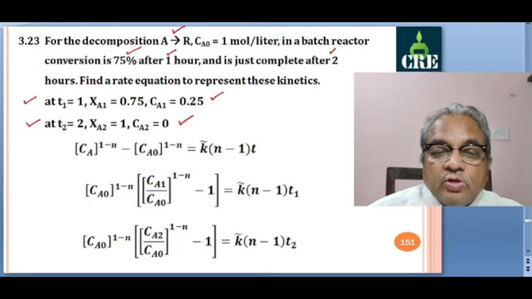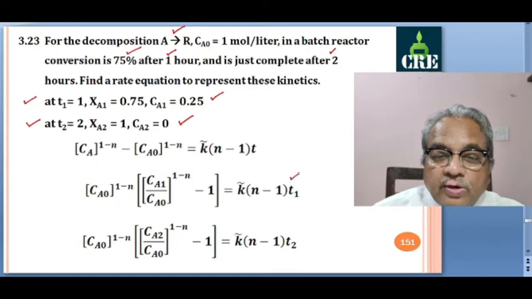We use now nth order kinetics integrated form of rate law, which we have derived. So what is the final form? Ca raised to 1 minus n minus Ca0 raised to 1 minus n is equal to this rate constant k bar into bracket n minus 1 into t. So I write two equations for these two cases, 2 points, that means T1 and T2. So for T1 I write Ca is equal to Ca1, T2 Ca is equal to Ca2.